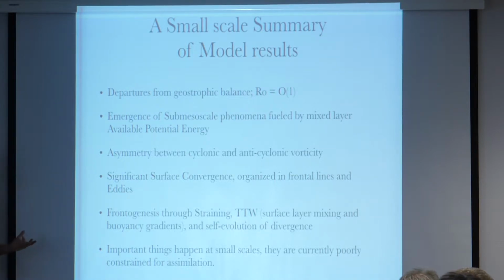So sure, we see departures from geostrophy. We see the emergence of submesoscale phenomena, and several other people have shown that. And the emergence is really linked strongly to the amount of available potential energy. And the amount of available potential energy is a result of horizontal buoyancy gradients and a deeper mixed layer. So that's why in the summertime, when the mixed layer is very shallow, you see much less submesoscale energy. And in the winter, when the mixed layer is deep, you see a lot.